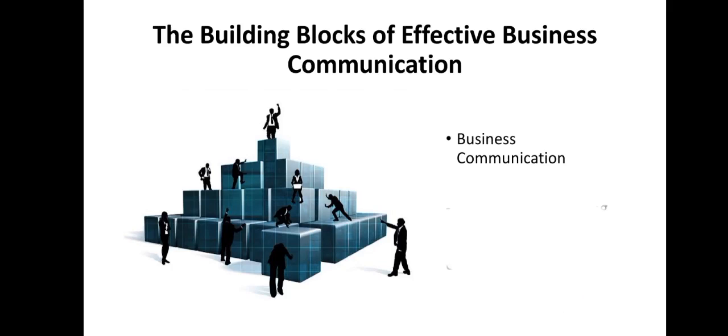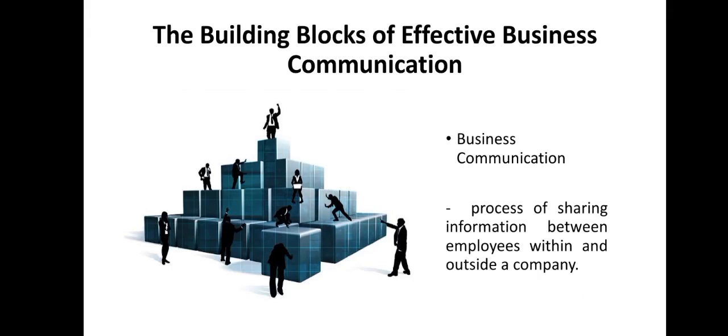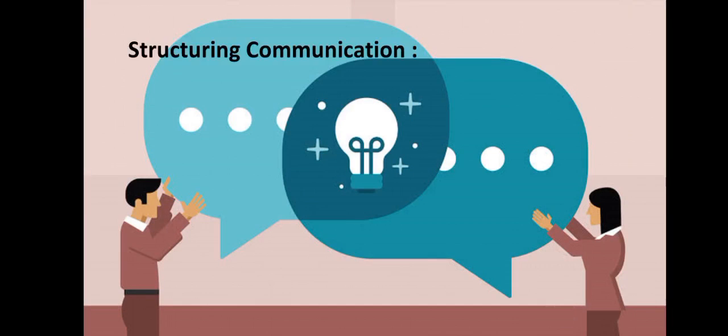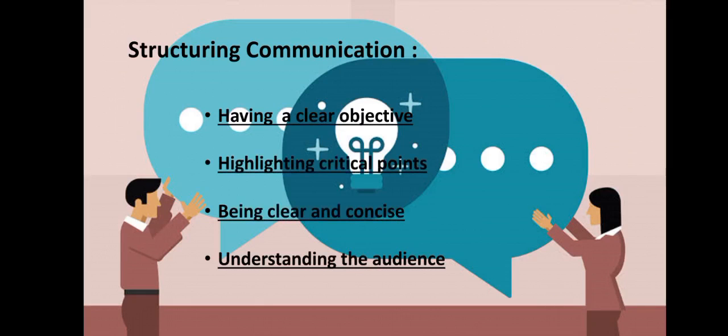What is business communication? Business communication is the process of sharing information between employees within and outside a company. Effective business communication is how employees and management interact among each other to reach organizational goals and be more aligned with the core company values. Structuring communication is composed of 4 factors. First, having a clear objective, highlighting critical points, being clear and concise, and last, understanding the audience.